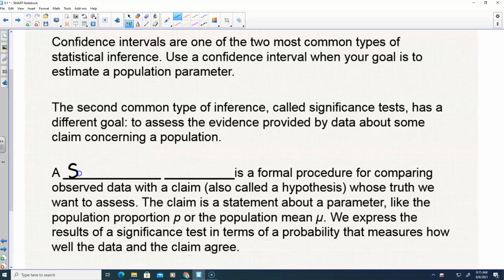So a significance test is a formal procedure for comparing observed data with a claim, which is also called a hypothesis, whose truth we want to assess. The claim is a statement about the parameter, like the population proportion p or population mean mu. We express results of a significance test in terms of probability, measuring how well the data and the claim agree.